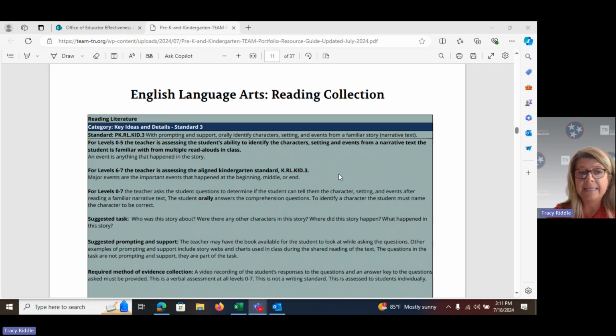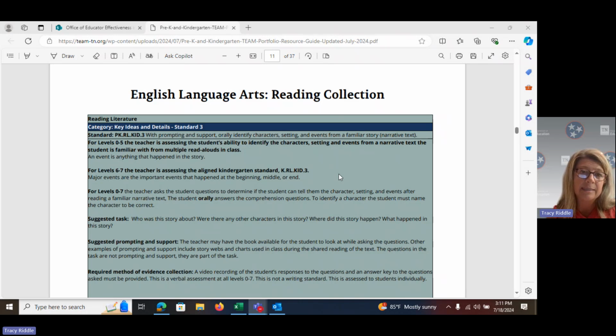So when you are looking at assessing this standard, keep in mind that you will need to upload the questions that you ask the student as well as the answers to these questions in order for the person who is scoring the student work to know what the questions you asked were as well as the answers that the student should have said. When students are taking this assessment, they should be answering your questions orally. This is an oral assessment.